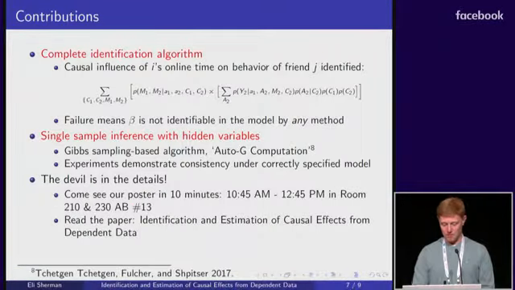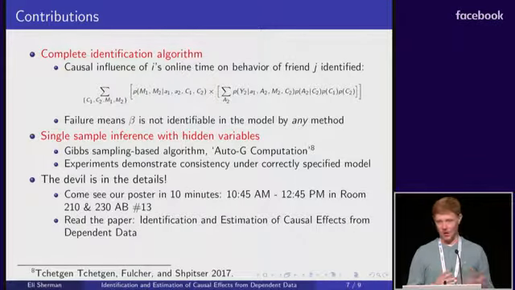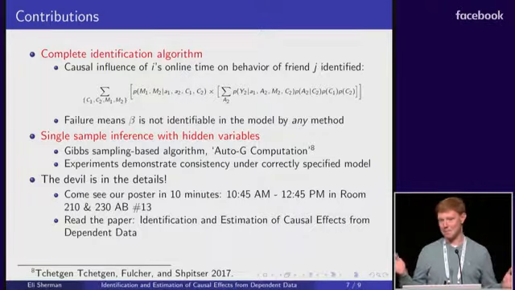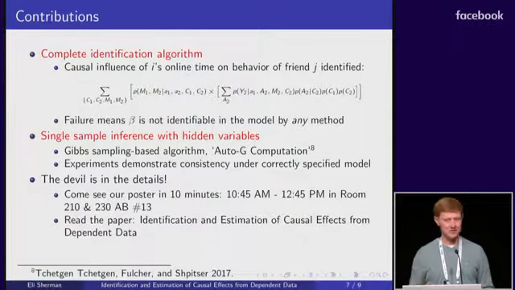So what are our contributions? Again, we present this complete identification algorithm in segregated graphs. For the graph that I gave with the social networking example, this is what that estimable function looks like. Obviously, it's very complex. I'm not going into the details because this is a spotlight talk, but feel free to come to the poster.